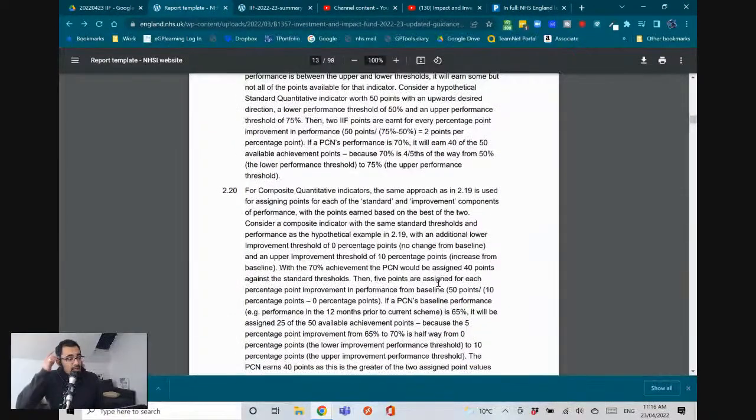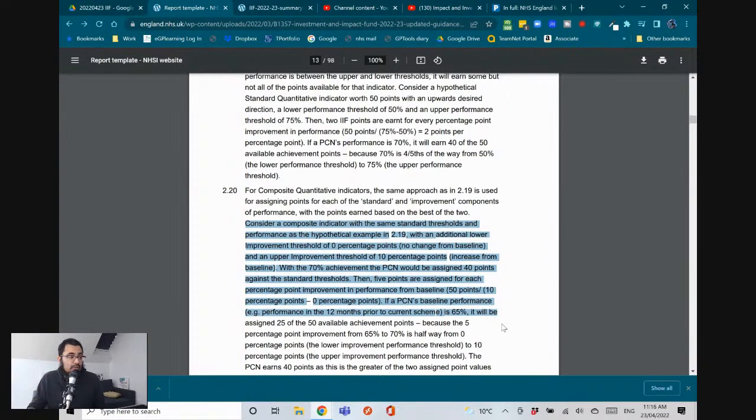In composite ones, it's slightly different. So it's looking at the percentage improvement that you've had and then how much difference that makes. So, for example, consider a composite indicator with the same standard threshold. So let me just, it's a bit weird because I'm having to do this on 3 screens. So this section here, just highlighting it. Okay, so consider a composite indicator with the same standard thresholds and performance as the hypothetical example in 2.19, which is the one we just covered. Additional lower improvement threshold of 0 percentage points, so no change from the baseline, and an upper improvement threshold of 10 percentage points increase from baseline. The 70% achievement, the PCN would be assigned 40 points against the standard threshold.